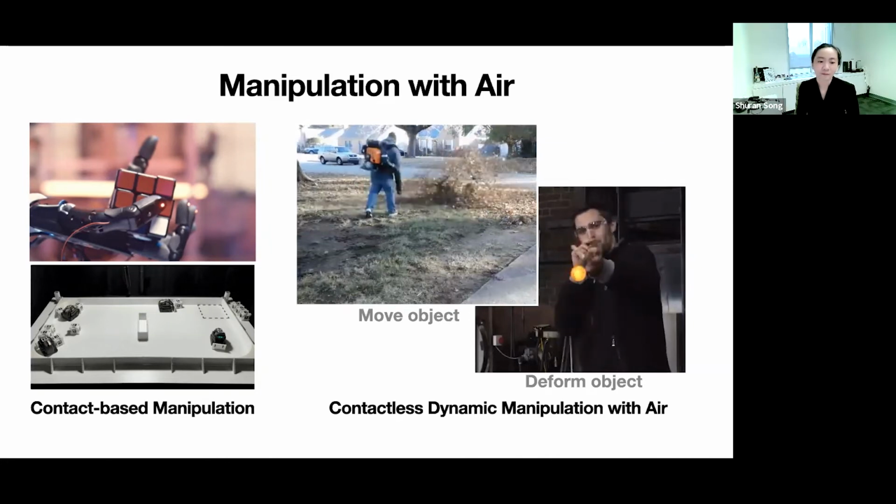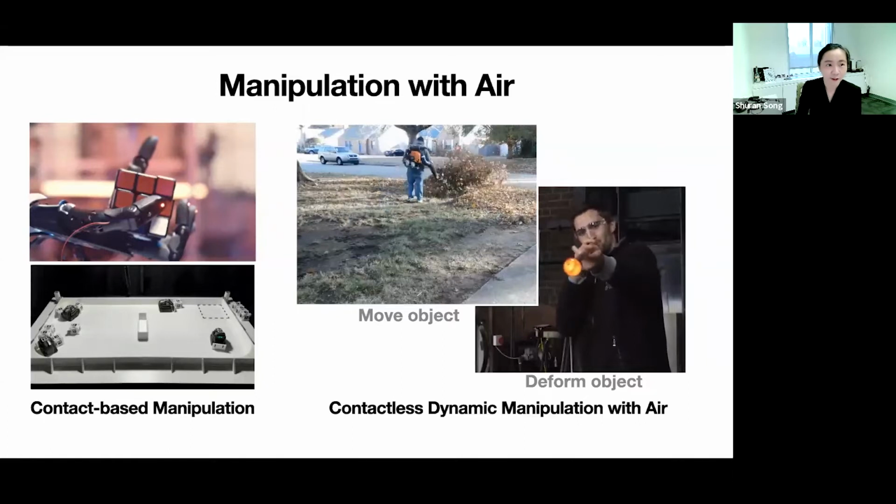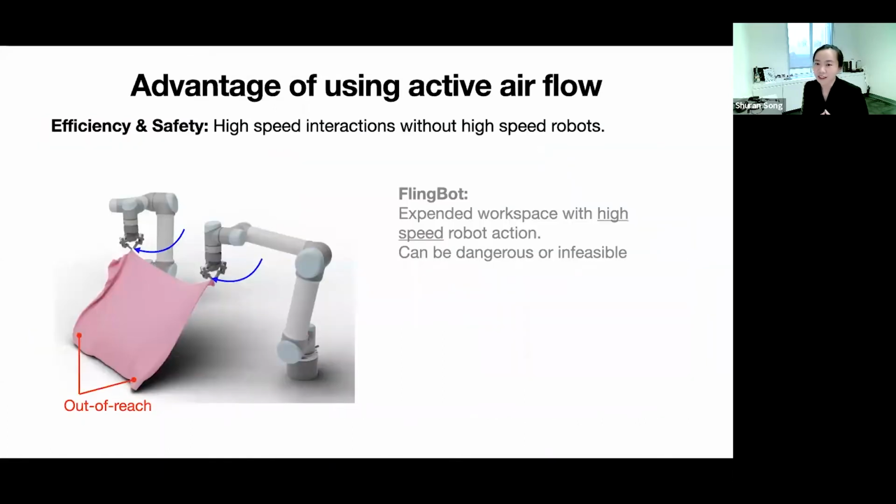And compared to traditional contact-based manipulation, air-based manipulation also has quite a few unique advantages, especially for deformable objects, which I am going to highlight here. First is efficiency and safety. As we see in Flingbot, one of the advantages of that system is that it can expand the system's reach range by using a high-speed fling action. However, when the cloth gets larger and heavier, it becomes harder and harder for the system to fully unfold the cloth with just one fling.